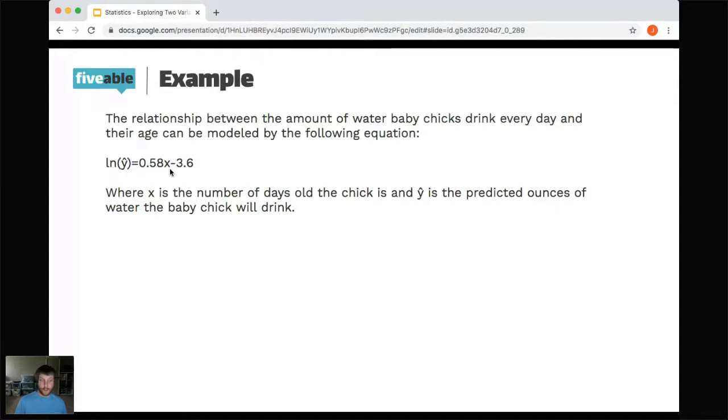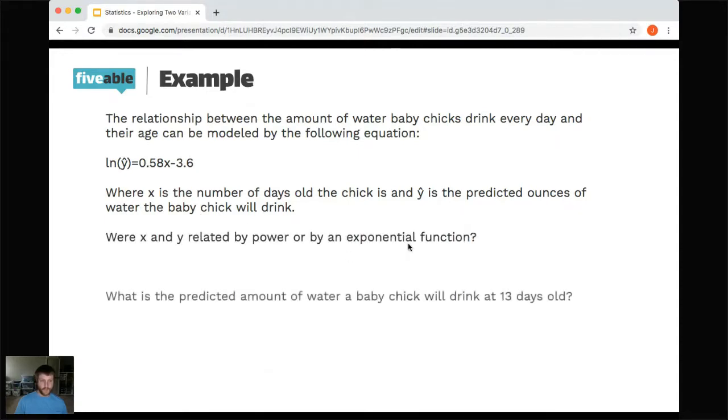And then the data set where x is the number of days old and y is the natural log of the amount of water they drank would be a linear equation like this. Basically, our x and y columns for our scatter plot are x and the natural log of all the y's that we originally had. The original data would curve up, because the older a baby chick gets, the more water they're going to drink.